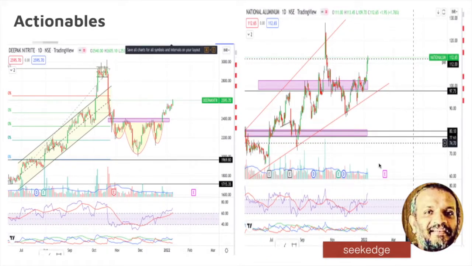Two examples: Deepak Nitrite is one, and National Aluminium is another. Deepak Nitrite was trending up, and then there was consolidation, and then it broke down suddenly and had a very good correction. Now there is an inverse head and shoulders pattern that has just broken out from the resistance neckline. That seems to be trending upside, and there is enough scope for it to go and hit 3000 again. So there is potential. Volumes are good, momentum is good, trend is good, price pattern is also good. So Deepak Nitrite for a swing or positional trade.